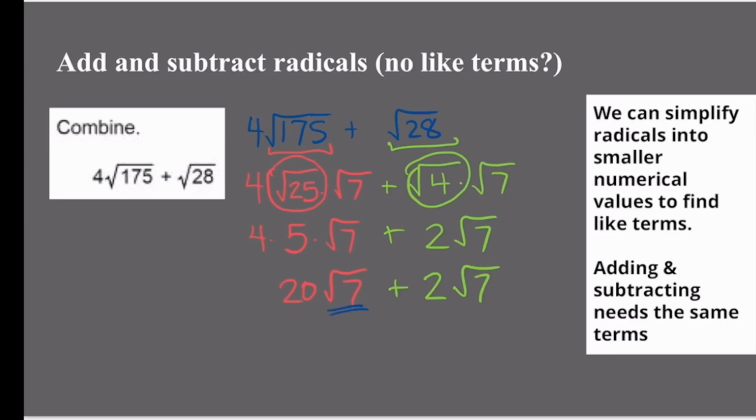And how lucky are we? These are like terms. They both have radical 7s. So 20 of those plus 2 of those give me 22 of those. So the answer is 22 radical 7.